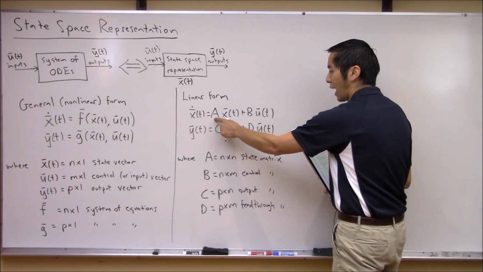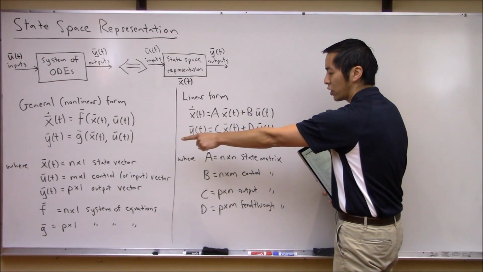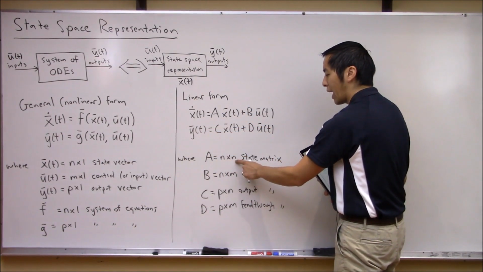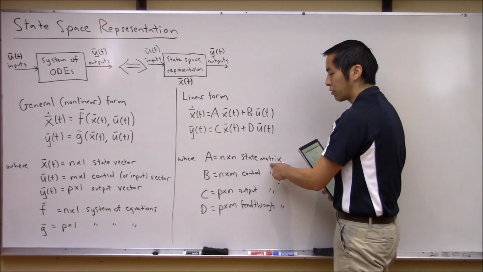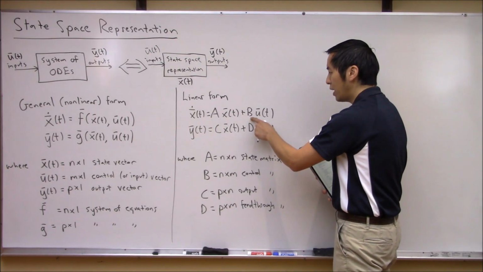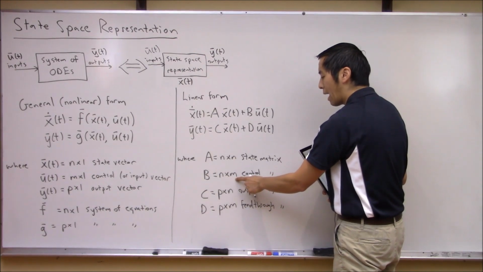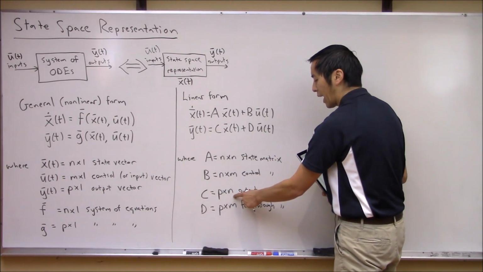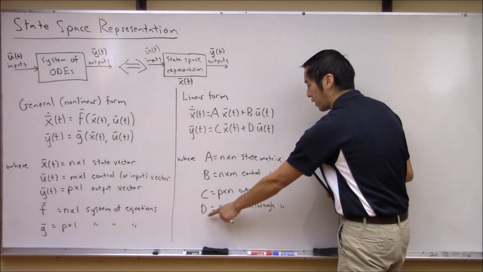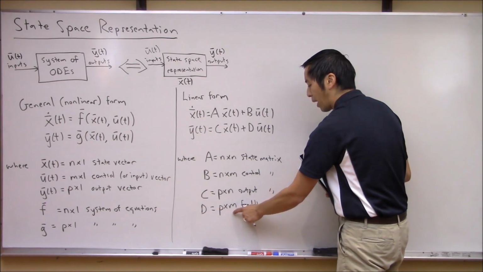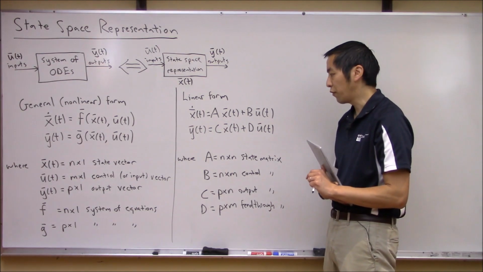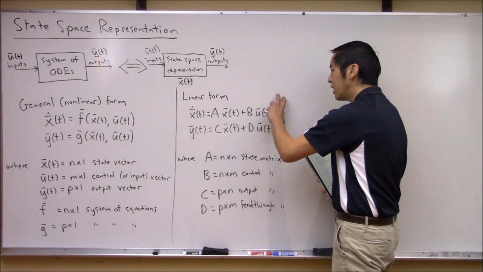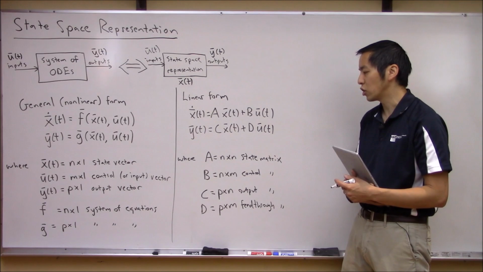Here, this matrix A, you can just see by dimensionality, has got to be an n by n, and this is sometimes referred to as your state matrix, okay? B here has to be an n by m. It's called the control matrix. C here has to be p by n, and this is referred to as your output matrix. And finally, D has got to be a p by m, what's sometimes referred to as a feed-through matrix. So this is a linear format of a state space representation, okay?